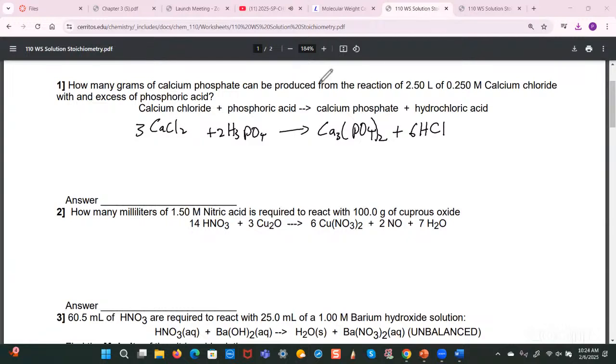All right. So the question gives you the volume and the molarity of the calcium chloride, and the question is asking for the grams of calcium phosphate. So how would you go about solving this problem? Let me hear some ideas.